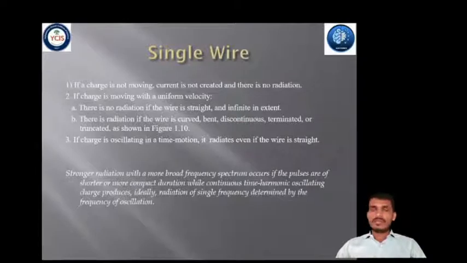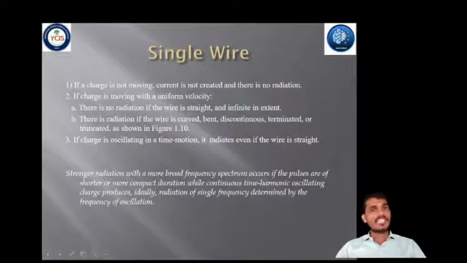Now some standard assumptions are present for the single wire current distribution. The first one is, if a charge is not moving, current cannot be created and there is no radiation. That means when the charge is stationary, there is no current flow. This is the first point. Then the second one is, if the charge is moving with uniform velocity in a wire, there is no radiation if the wire is a straight line. This is your point A.